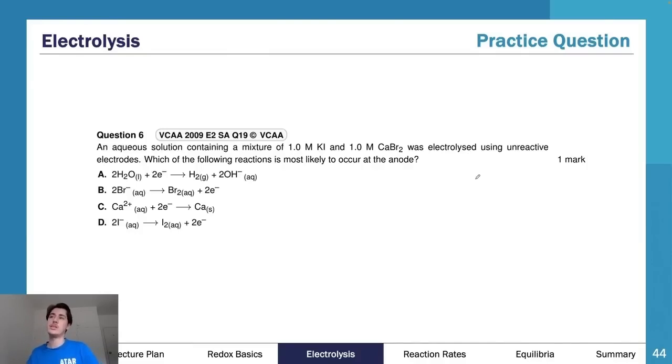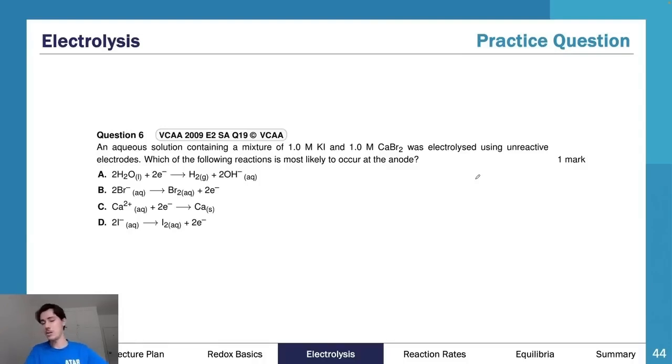Now, this is a good practice question here because it goes through, hey, in an aqueous solution containing a mixture of this and this, which was electrolyzed using unreactive electrodes, what is going to happen? What's going to happen at the anode? So I want you to have a go at this question. I want you to pause the video, take yourself a minute or two and have a go. I'm not going to wait. I will just go straight into the answer. That's why I suggest 3, 2, 1, pause.